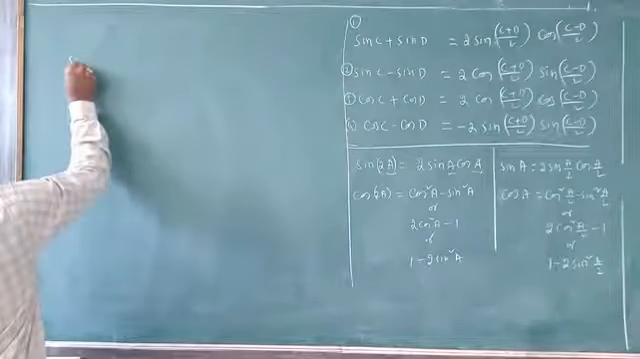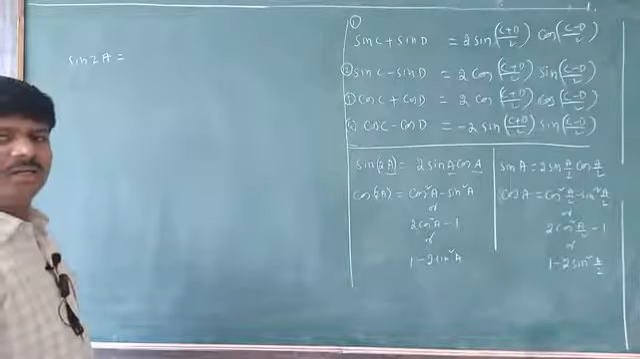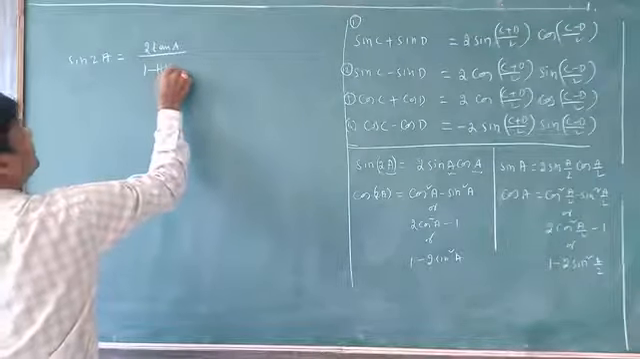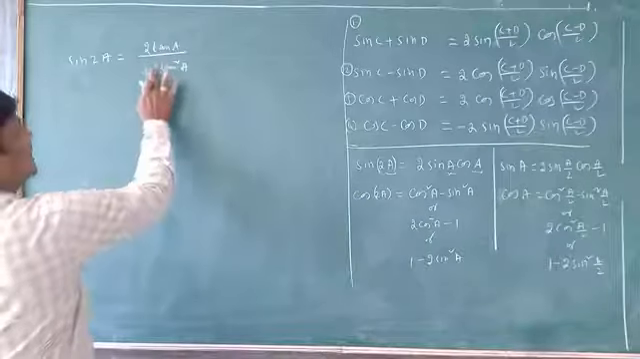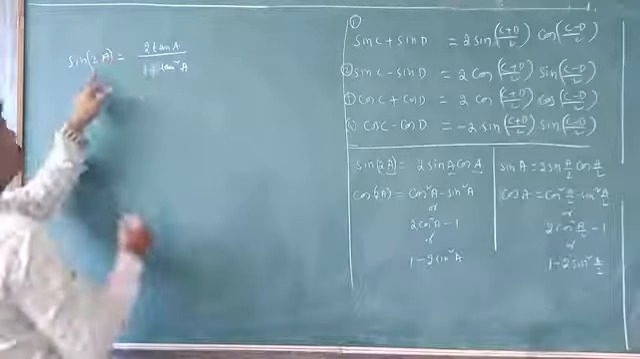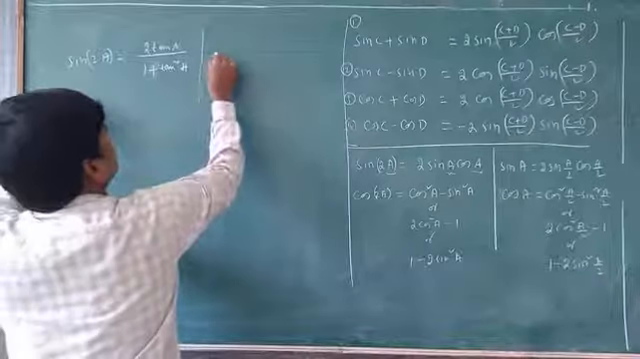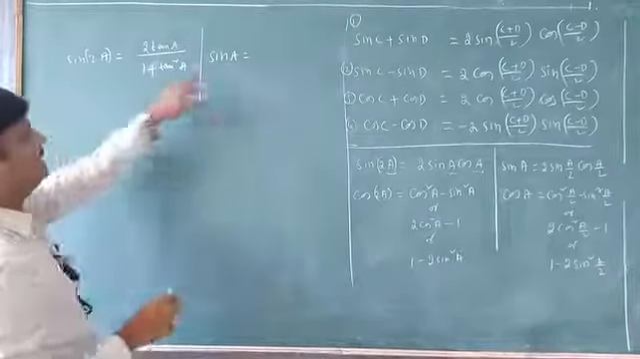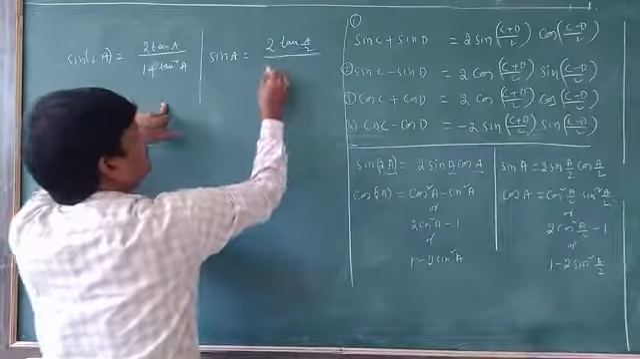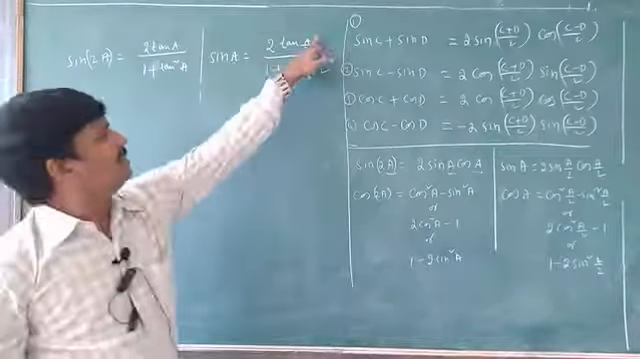First the sin 2a formula in terms of tan. Sin 2a formula, what is that one? 2 tan a by 1 plus tan square a. Right? Here 2a is there. Here what you got? Angle a you got. Suppose sin a only is there. Here what do you get? 2 tan a by 2 by 1 plus tan square a by 2 you get.